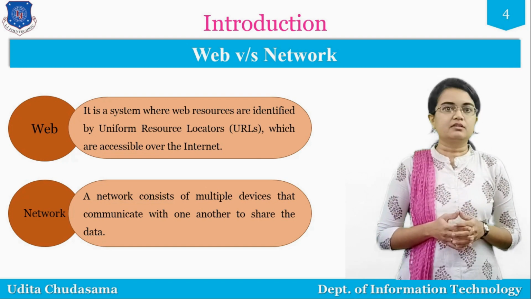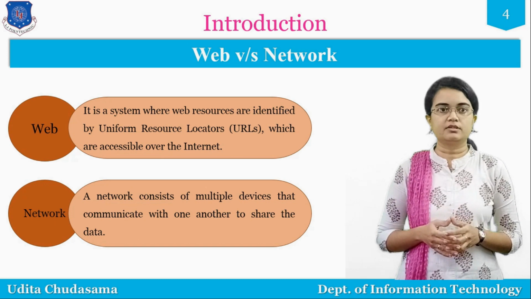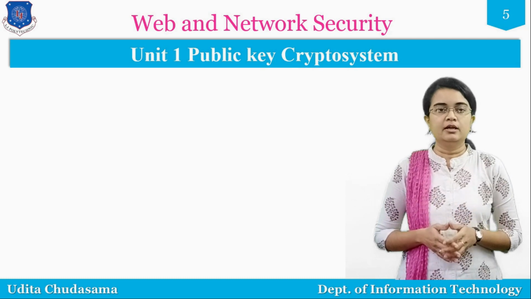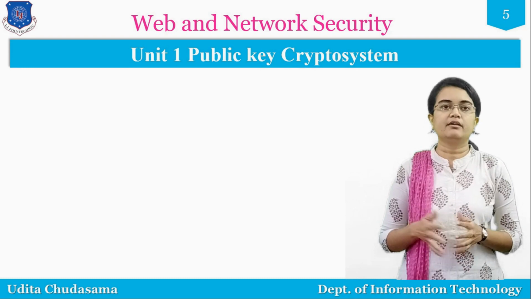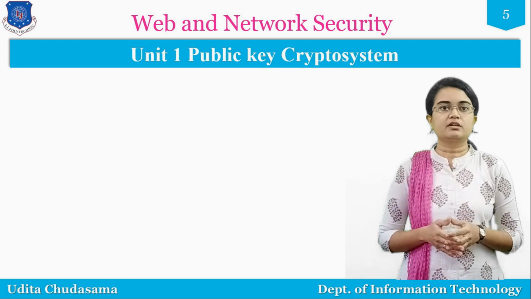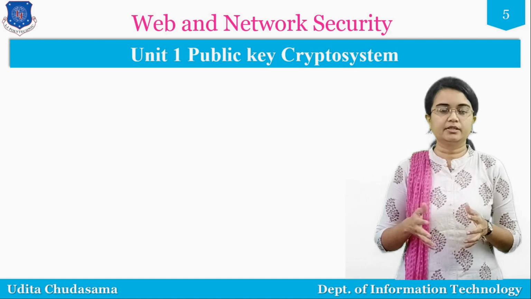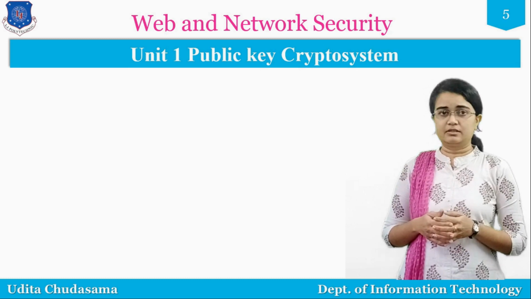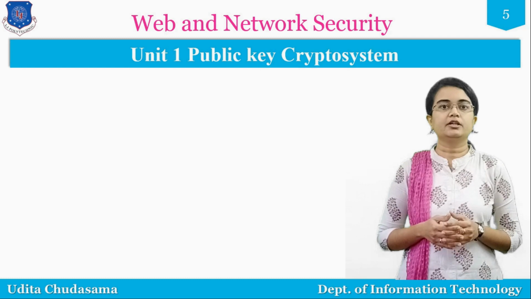Now let us start discussing the topics that are included in the Web and Network Security subject syllabus. Here we have a total of 5 units. Each unit is described as a chapter in the book, and we also have some practicals according to it. In this session, we are going to discuss only the theory portion that is going to be written in the examination. Practicals will be discussed in other upcoming videos. So now let us get started. In the first unit, we have the topic of public key crypto system.